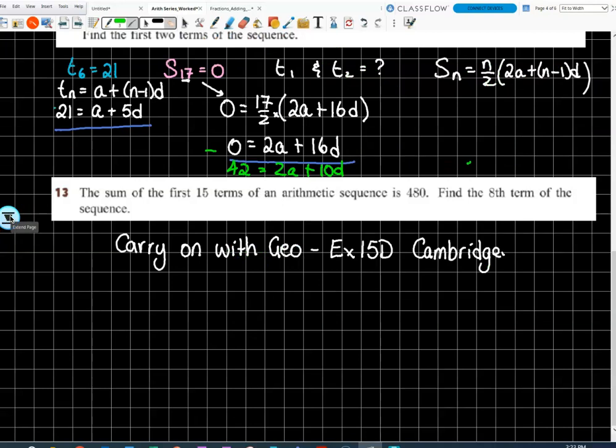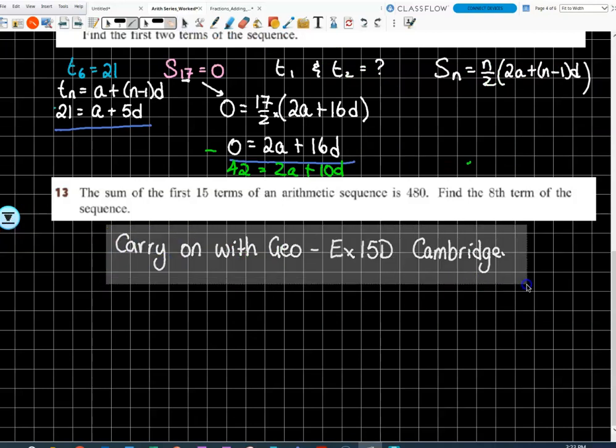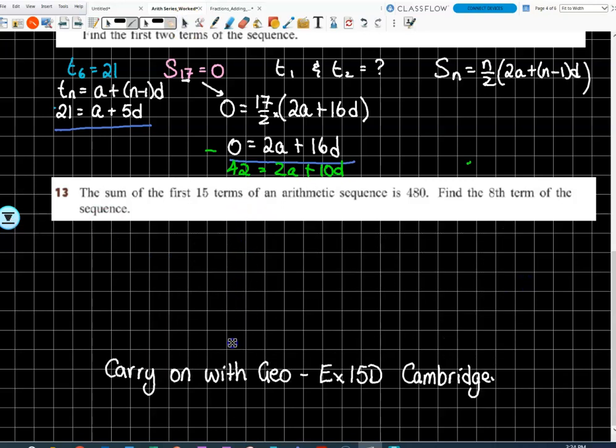Okay, moving along. I put 13 in here because I really liked it, because some of you would not do anything and you just stare and try and do it in your head. So if we have a look, again, the sum of the first 15 terms is 480. Make sure we read the whole thing. I'm going quick now because the bell's going to go, but don't make me stop.